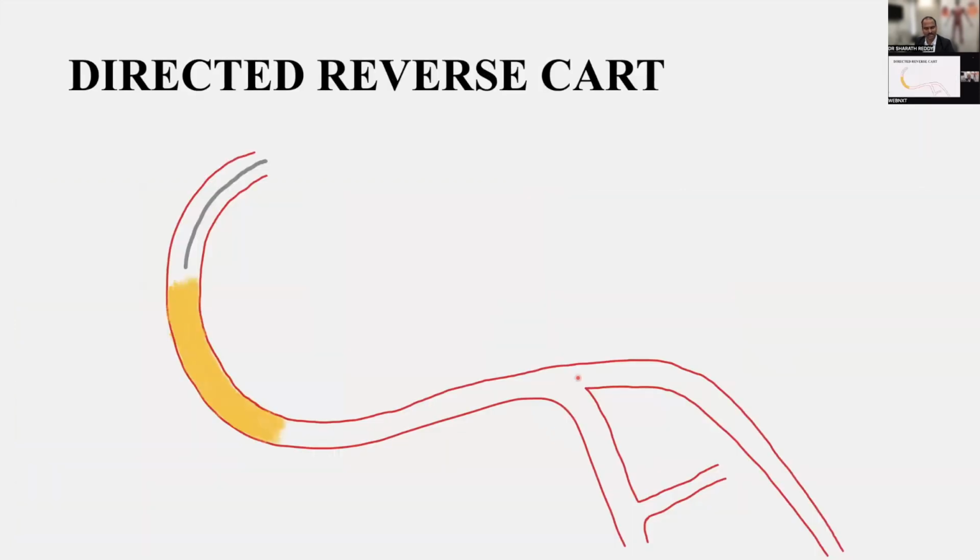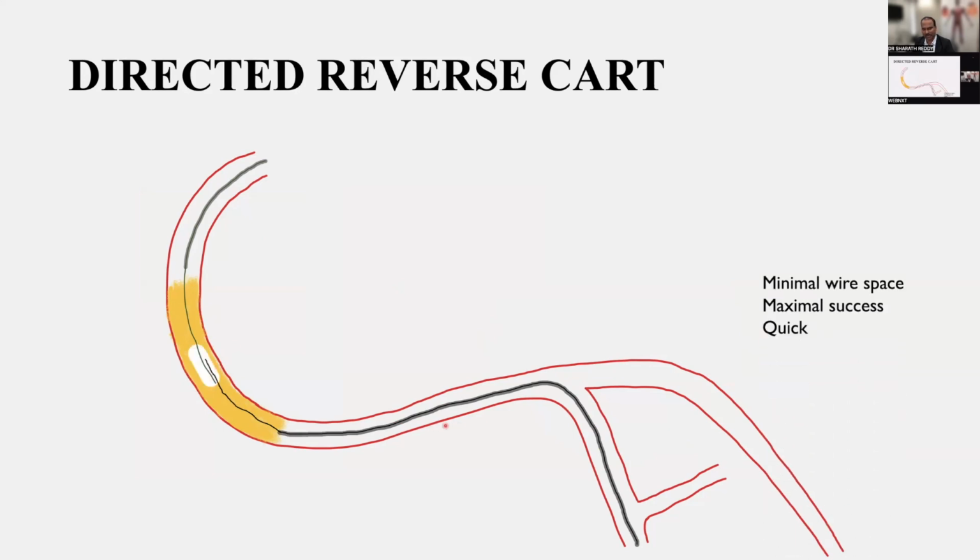And the best is now direct reverse CART. So what we do here is do an antegrade wiring, antegrade preparation first, then go retrograde with the microcatheter, then take an antegrade balloon, the smallest balloon like a 2 mm balloon, then take a directable wire like Gaia 2 or Gaia 3 retrogradely and direct this wire towards the end of the balloon or side of the balloon, either end balloon technique or side balloon technique. So this is the best technique, because we create minimal wide space and success is maximal and also quick.